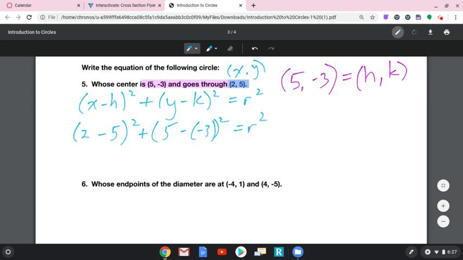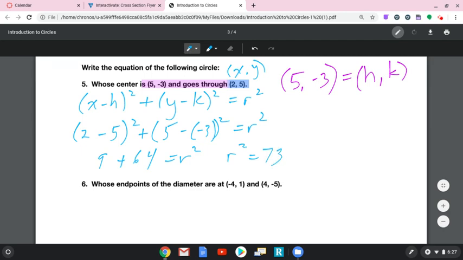Well, 2 minus 5 is a negative 3. Negative 3 squared is 9, plus 5 minus a negative 3 is 8. 8 squared is 64. That's equivalent to r squared. Well, then r squared is 73.